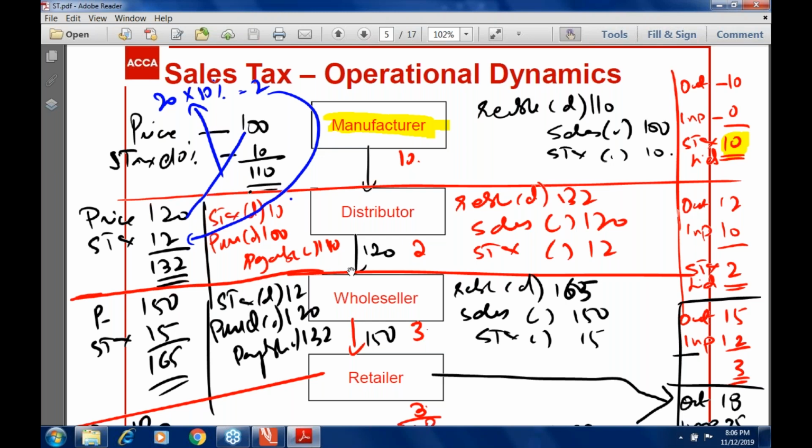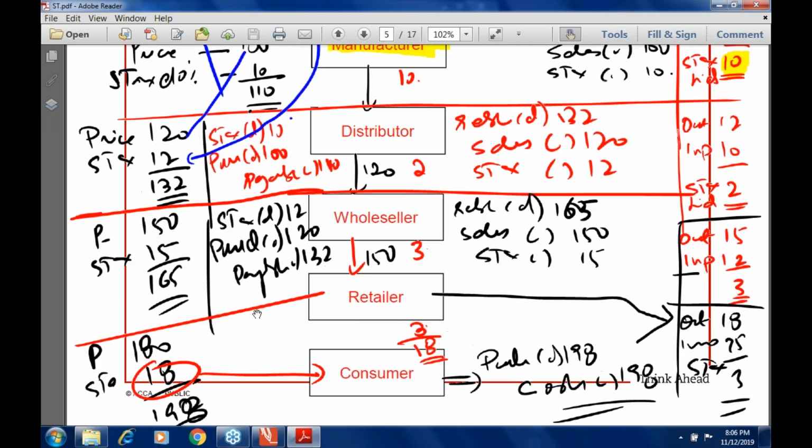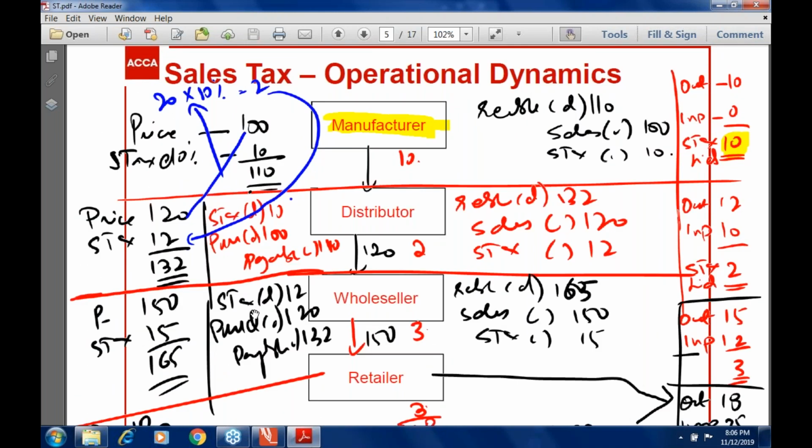We talked about the concept of manufacturer, then the concept of distributor, the wholesaler, and the retailer, and then the consumer. We talked about how a manufacturer operates, what is the manufacturer's input tax, what is the manufacturer's output tax. We talked about the concept of distributor's input and output tax and so on and so forth. So we had all these discussions.